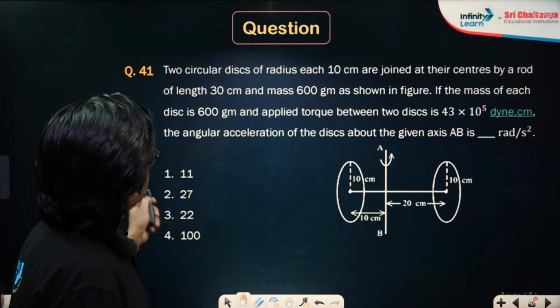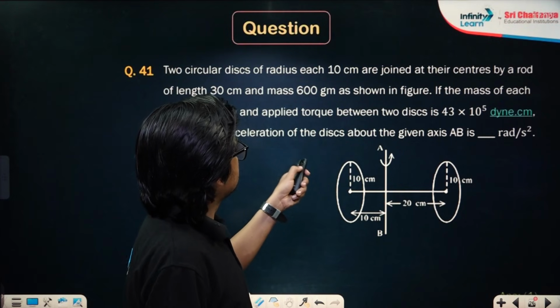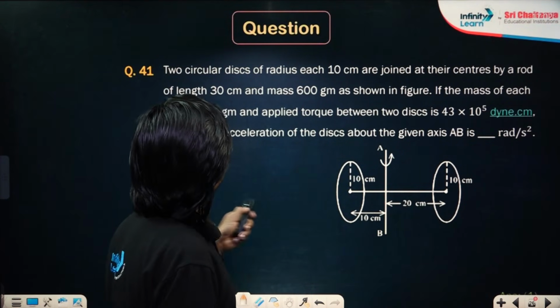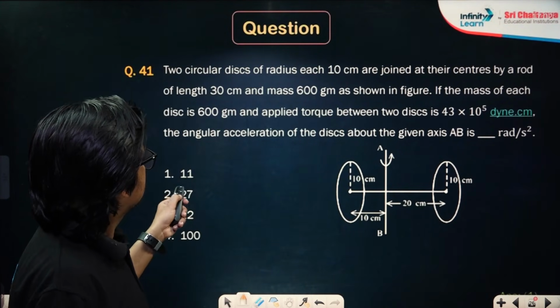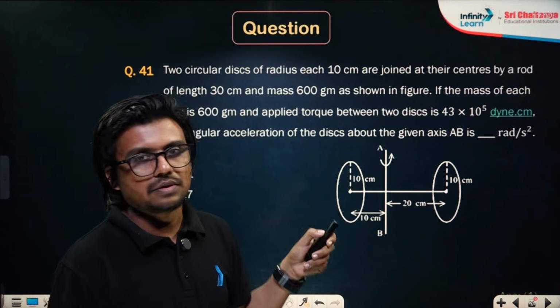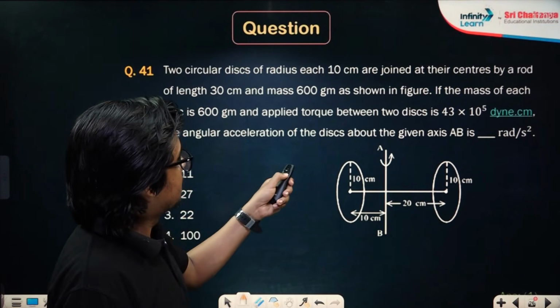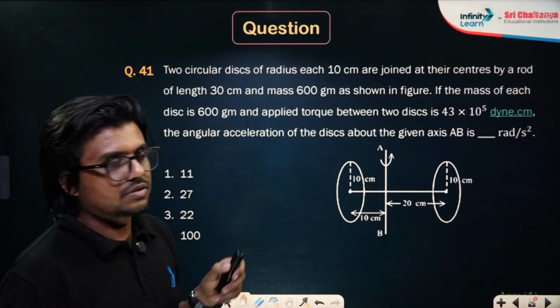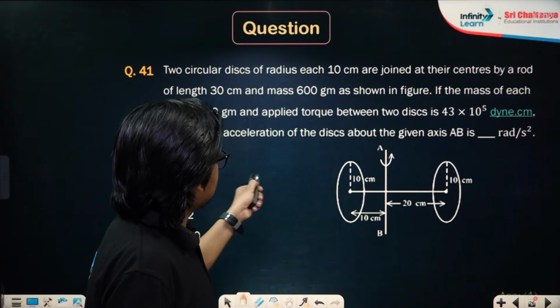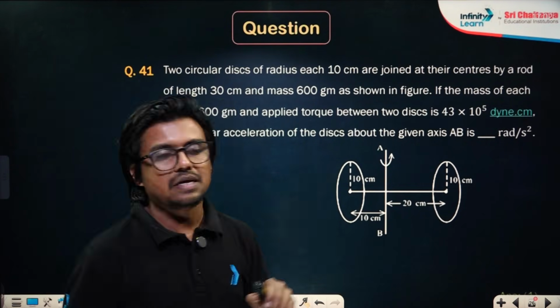Next one, two circular discs of radius each 10 centimeter are joined at their centers by a rod of length 30 centimeter and mass 600 gram as shown in figure. If the mass of each disc is 600 gram and applied torque between two discs is 43 into 10 to the power 5 dyne centimeter, the angular acceleration of the disc about the given axis AB is.